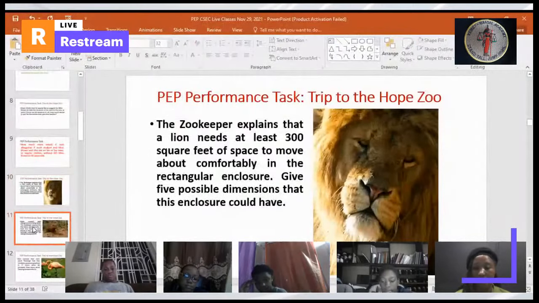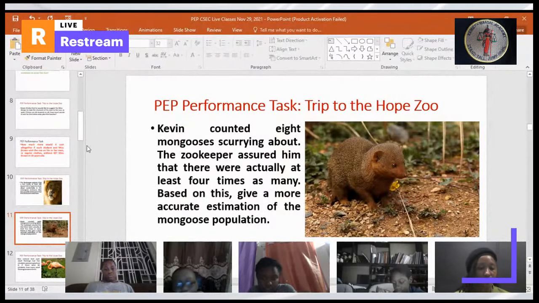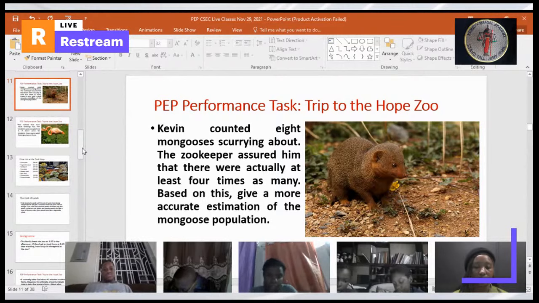Please read. Kevin counted 8 mongooses scurrying about. The zookeeper assured him that there were actually at least 4 times as many. Based on this, give a more accurate estimation of the mongoose population.